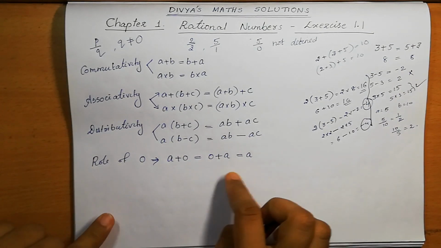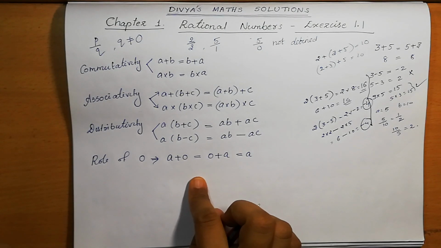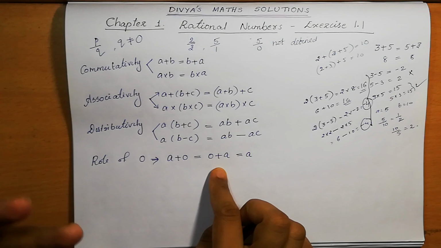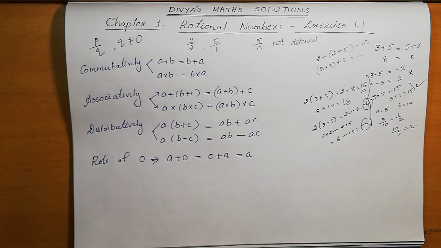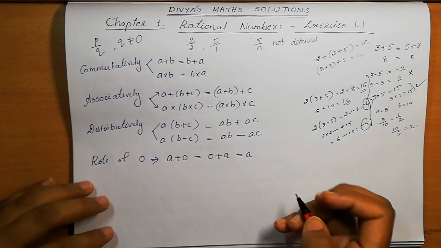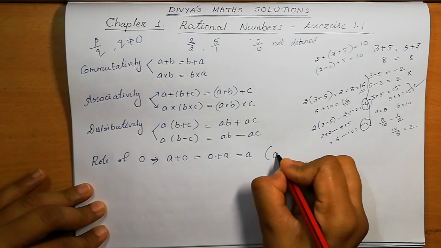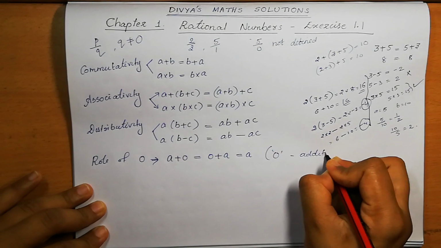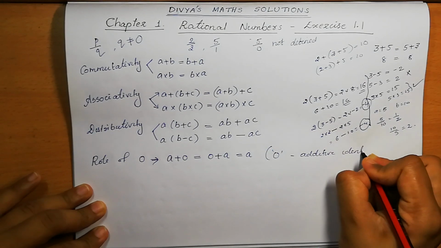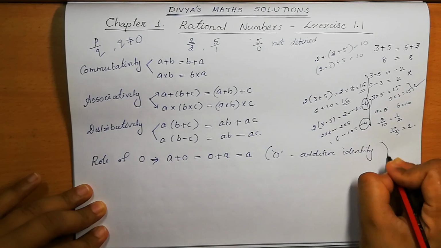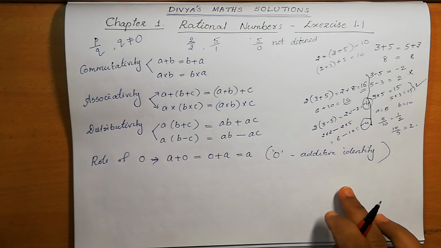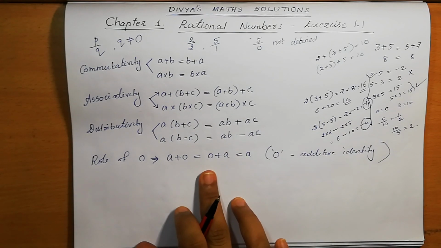That is the concept. So this 0 is called additive identity. Additive identity of a rational number, or for integers or whole numbers, for everything this is additive identity. Additive identity of a rational number is 0, or additive identity of integer is also 0. Additive identity of whole number is also 0. So this 0 is called additive identity.